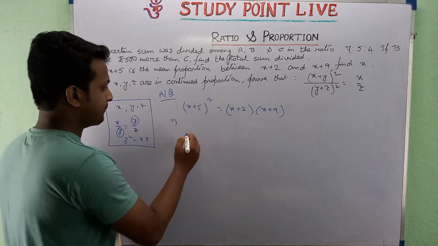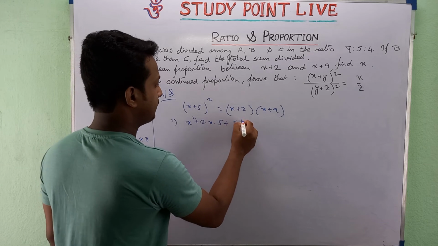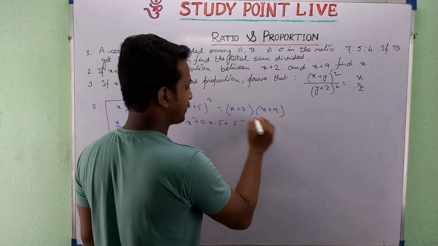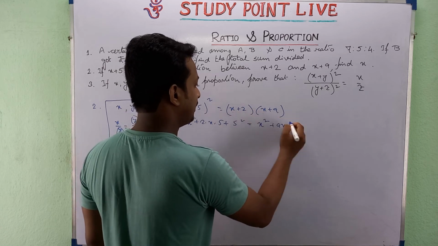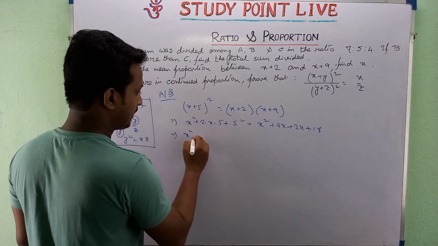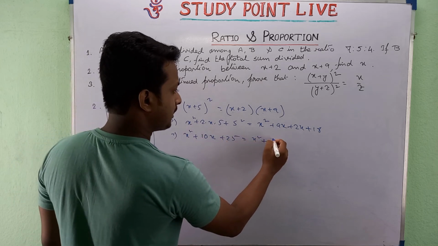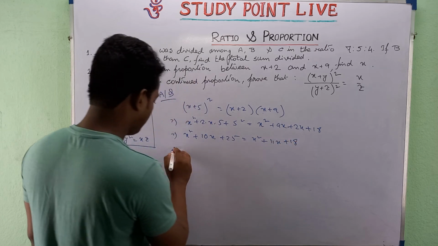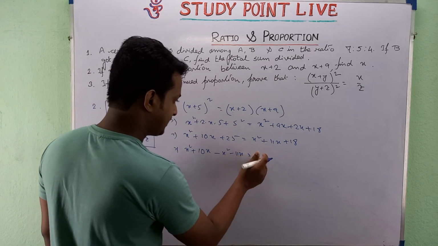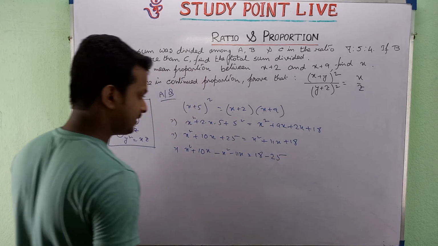Now simply solve it. See, (a + b)² means a² + 2ab + b². Now just break this and multiply: x into x, it will be x², x into 9 plus 9x, 2 into x plus 2x, 2 into 9 plus 18. So x² + 10x + 25 = x² + 11x + 18. Now bring all the x terms to one side and the remaining terms to the other side. See, all the x terms are on the left side and the constant terms are on the right-hand side.